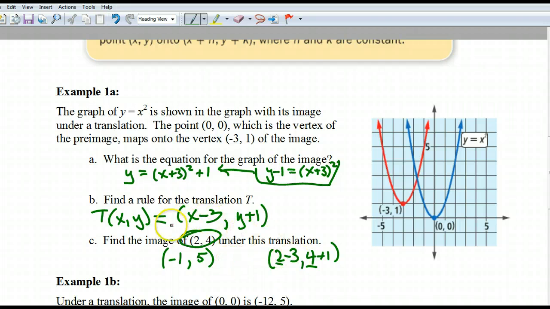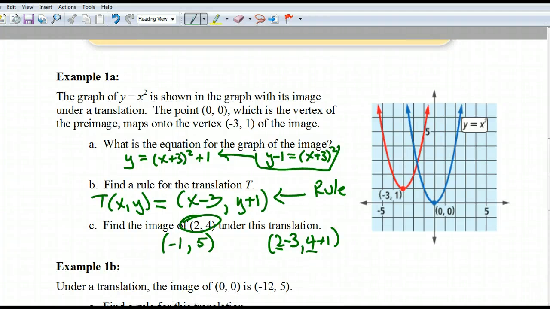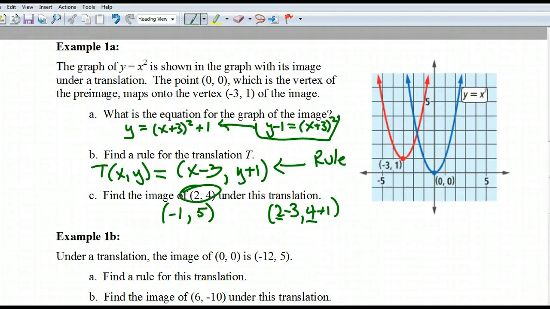Because this was our original point, just (x, y), right? And then this is the rule for translating it. So when I put 2 in for x, it would be 2 minus 3, so it becomes -1. That's how it's moving. And then I put 4 in for y, so it'll be 4 plus 1 equals 5. So this particular thing right here is our rule. It's showing us how it needs to move from the original. All right. Any other questions?